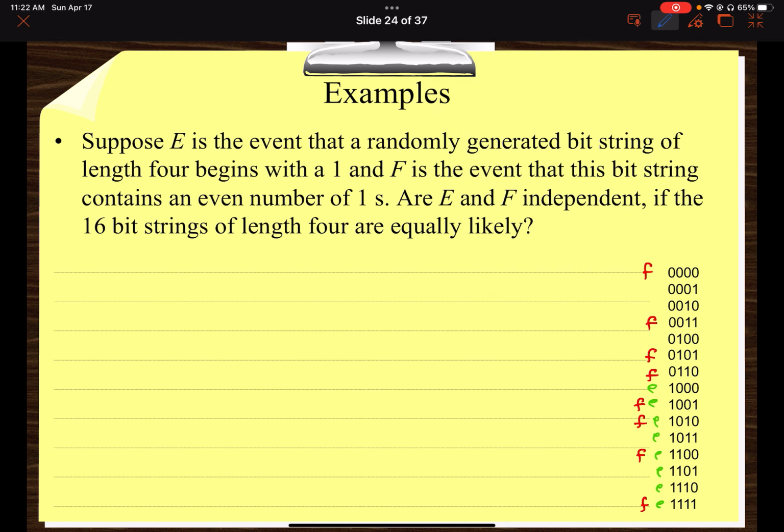So now the question is, in order to determine whether the two events E and F are independent or not, I need to find probability of E, probability of F, probability of E intersection F.